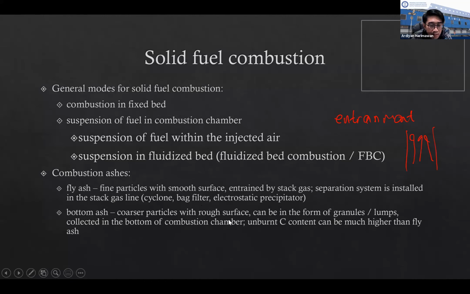In this bottom ash, the content of unburned carbon will be higher than in the fly ash, because the bottom ash basically represents part of the coal or part of the solid fuel that doesn't burn. So it stays at the bottom of the chamber.